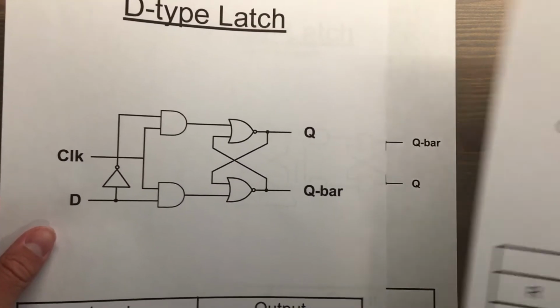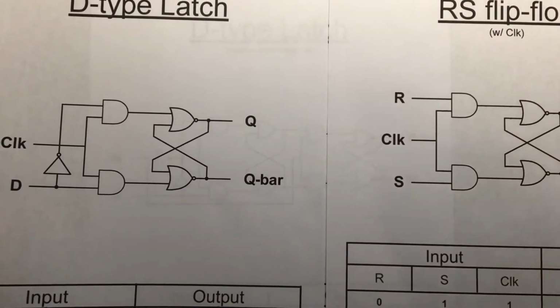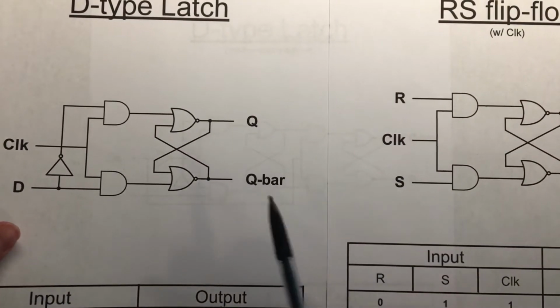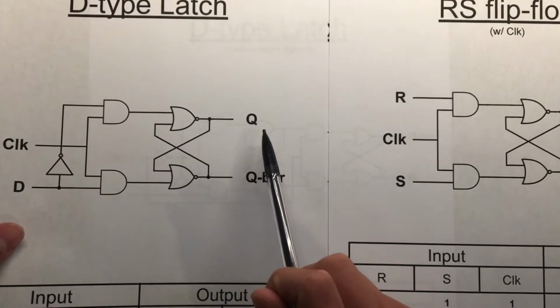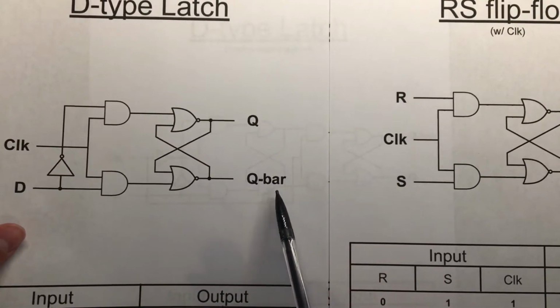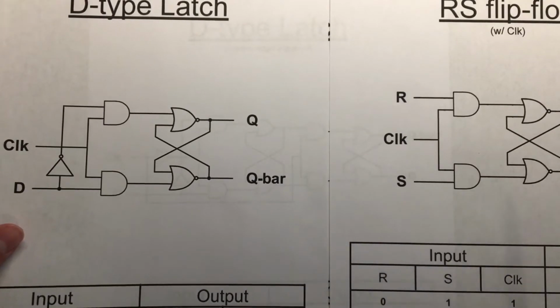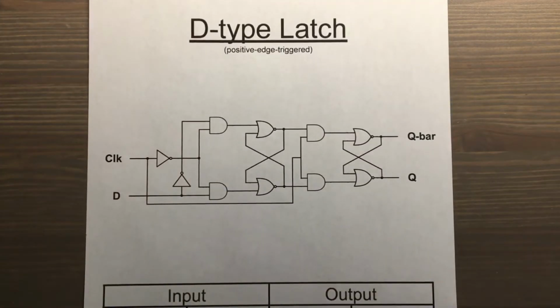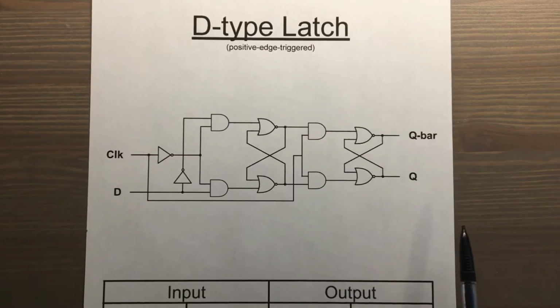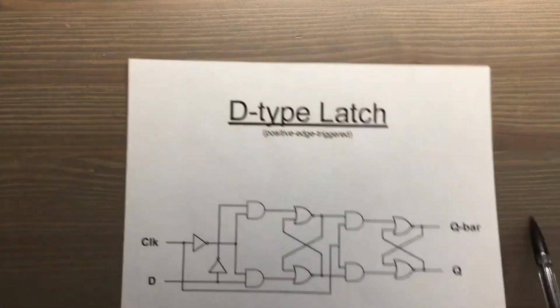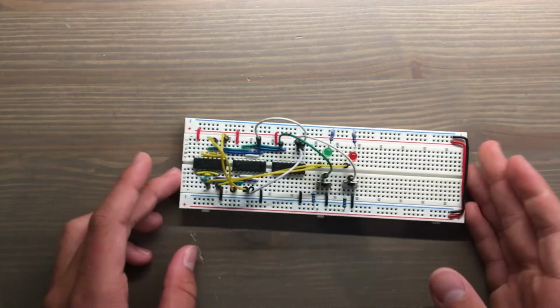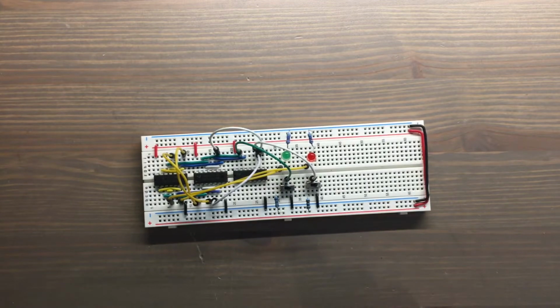If we look at this, it inverts here. So when our Q bar is on, which is the inverted version of Q, then that will set our set. And that's why our outputs are flipped over here. So that is our positive edge triggered D-type latch. And of course, I also built this one.